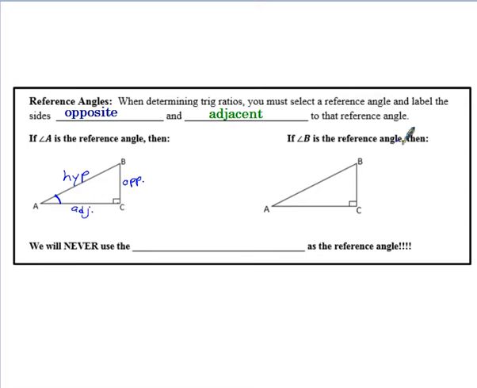So notice if I change the reference angle to angle B, same triangle, triangle ABC, my opposite is now this side. This is opposite angle B. This is still the hypotenuse because it's opposite the 90-degree angle, and now this becomes the adjacent. We will never, ever use the right angle as a reference angle. It is specific only to the hypotenuse, and so we can't label opposite and adjacent when we know it's already called the hypotenuse. So your reference angles are the other two angles that are left over.